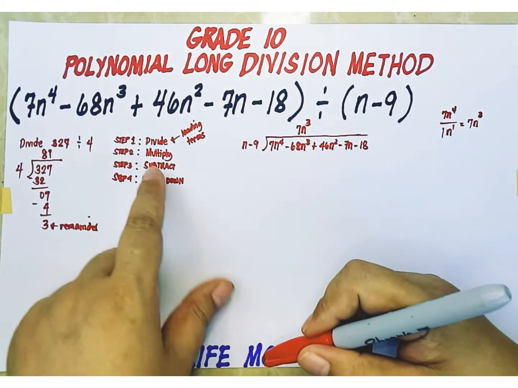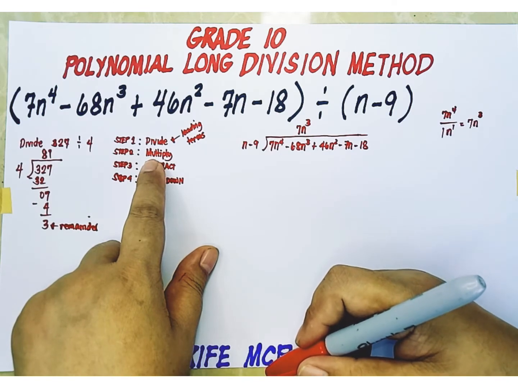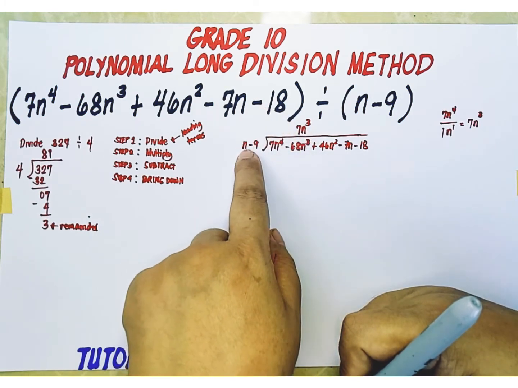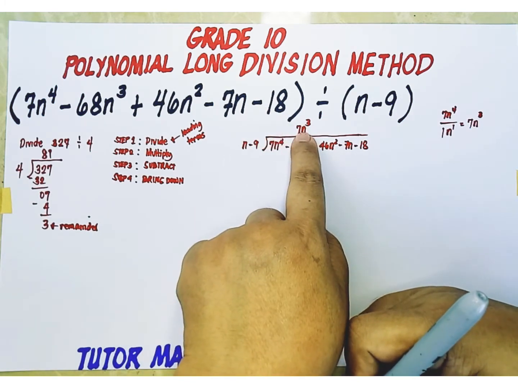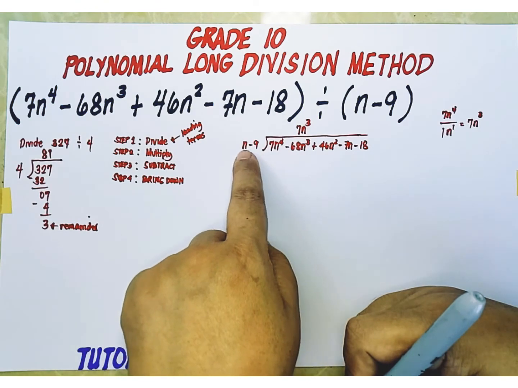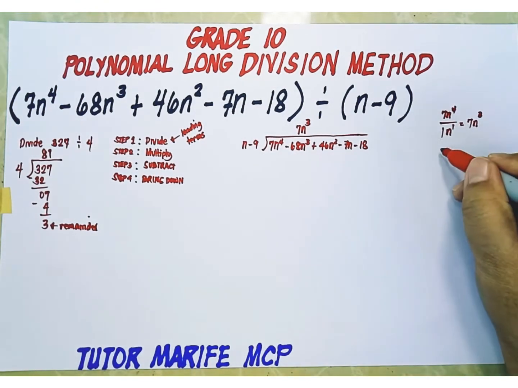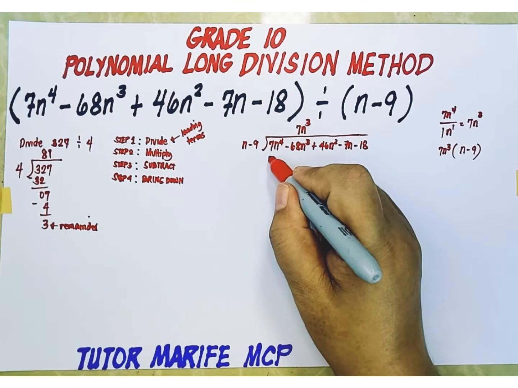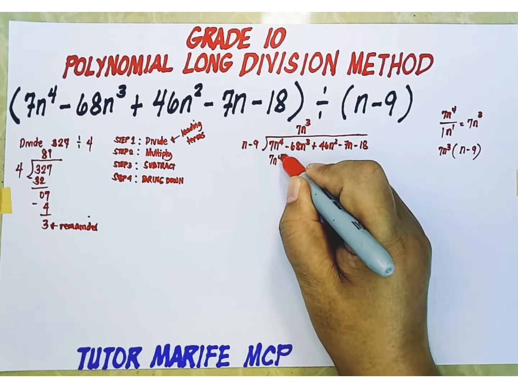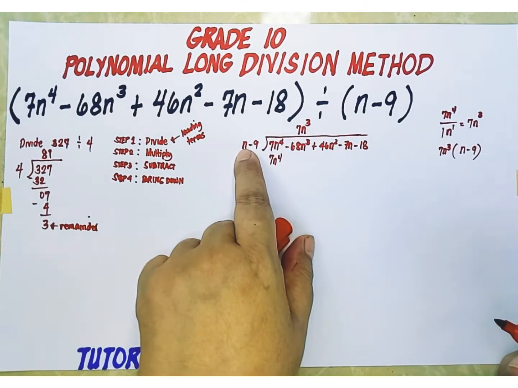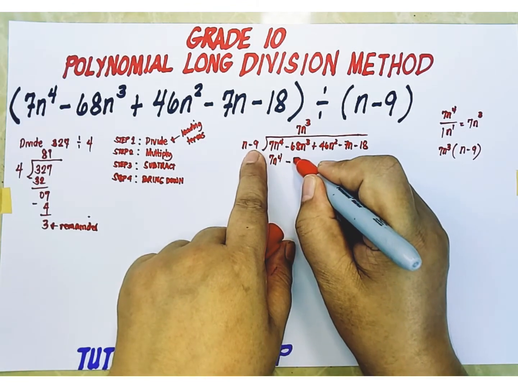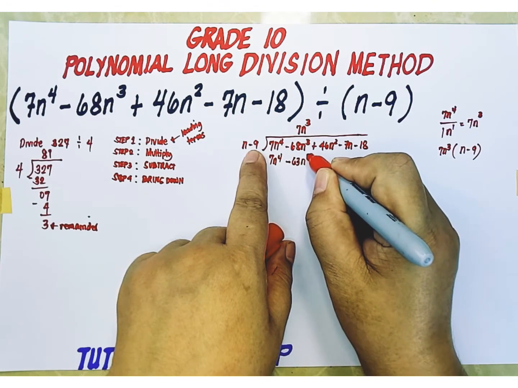Okay? Next step is to multiply. You multiply your partial quotient by your divisor. So you distribute this to the terms of your divisor. So 7n cubed multiplied by your divisor n minus 9. So that is 7n to the 4th power by product law of exponents. Tapos negative 63n cubed.